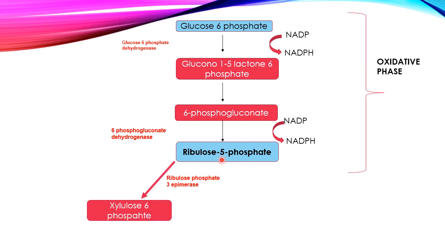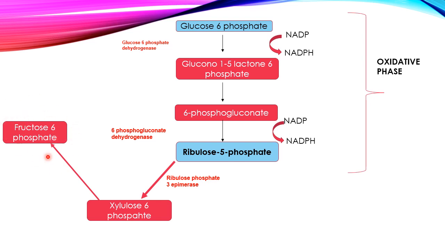Now coming to the second phase, ribulose 5-phosphate is converted into xylulose 5-phosphate by the action of the enzyme ribulose phosphate 3-epimerase. Here various steps of reactions are taking place, where ribulose 5-phosphate is converted into fructose 6-phosphate. Various enzymes are acting here, like transketolase and transaldolase, so that they convert xylulose 5-phosphate into fructose 6-phosphate.